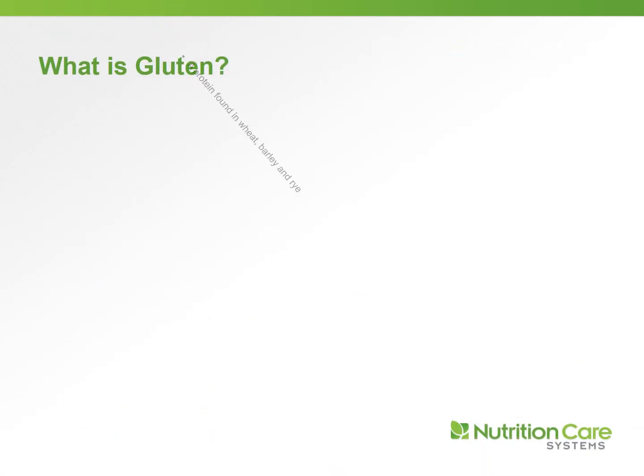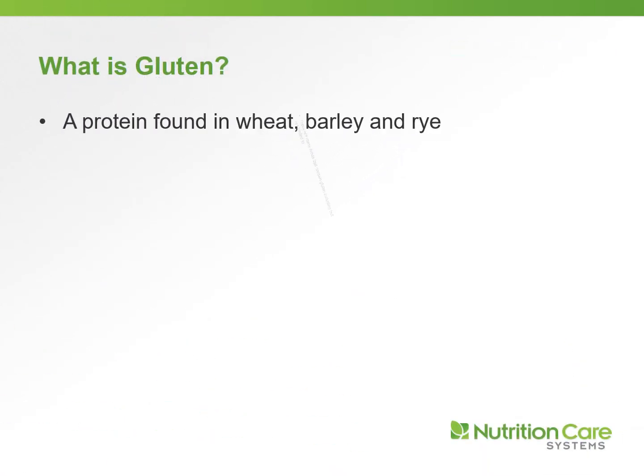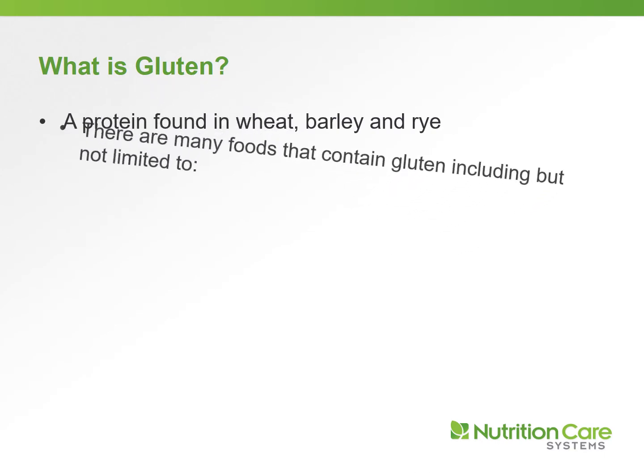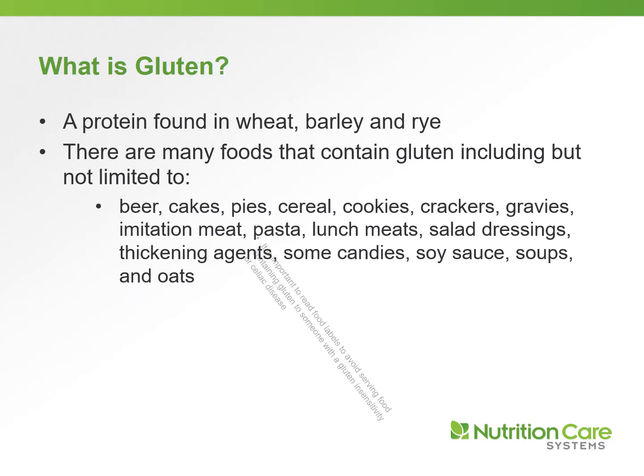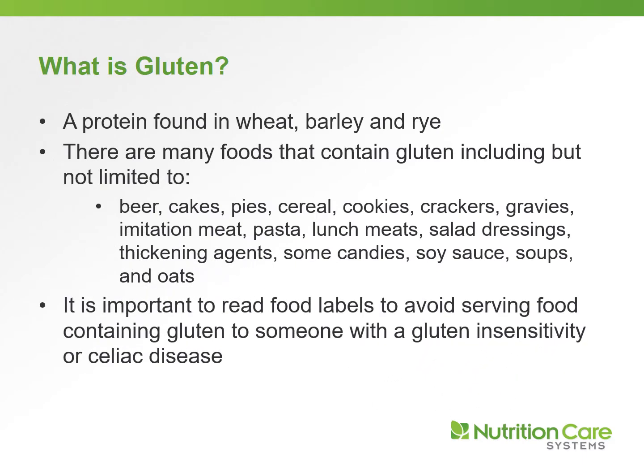What is gluten? Gluten is a protein found in wheat, barley, and rye. There are many products that contain gluten. Some of these include beer, cakes, pies, cereal, cookies, crackers, gravies, pasta, lunch meats, imitation meat, salad dressings, thickening agents, some candies, soy sauce, soups, and oats.